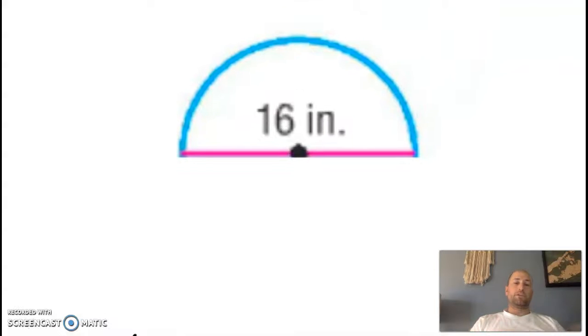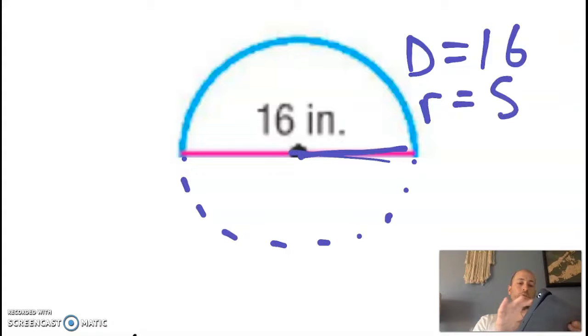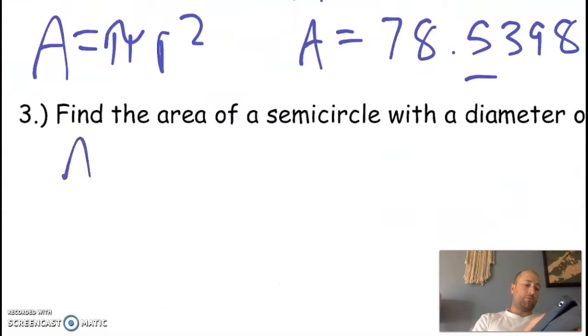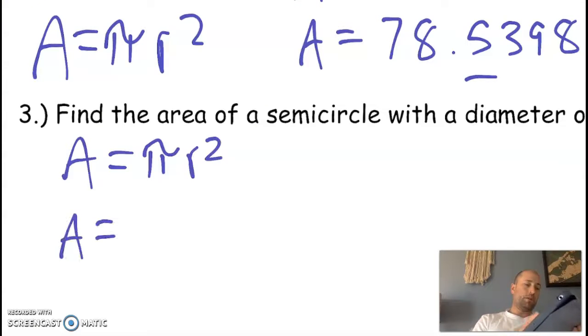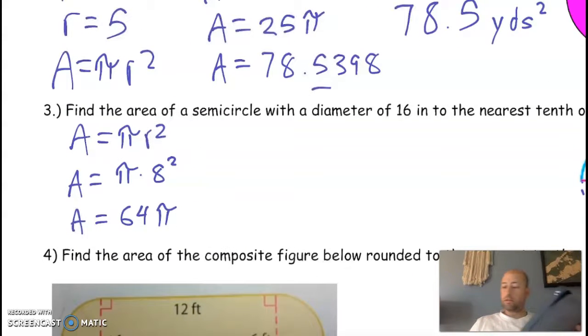So first, as I look, even though that's half a circle, that's not a radius. It's still going all the way across that circle. So the diameter is 16. The radius is just halfway across. The radius is 8. So I'll start with my formula, pi r squared. The radius is 8, so I have 64 pi, right?